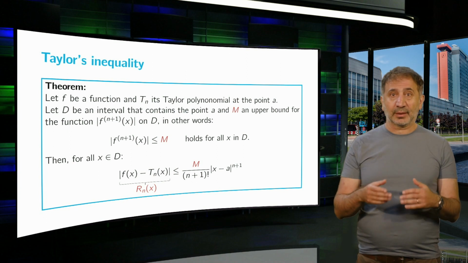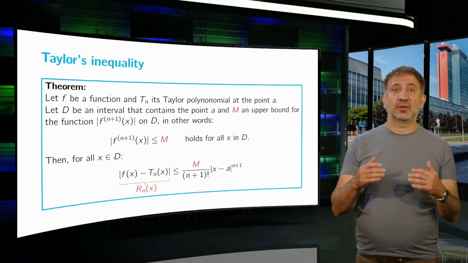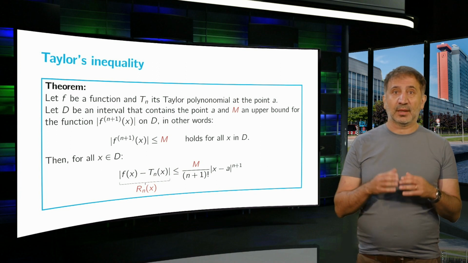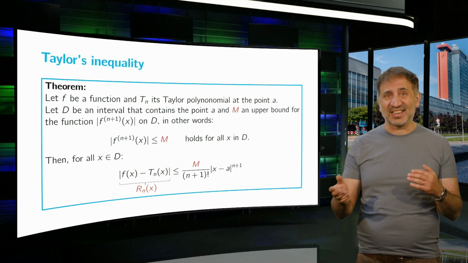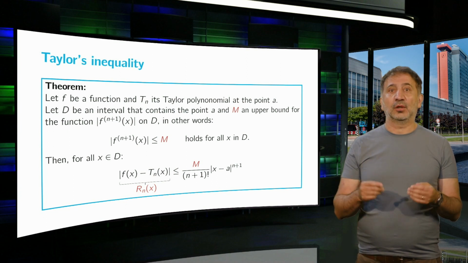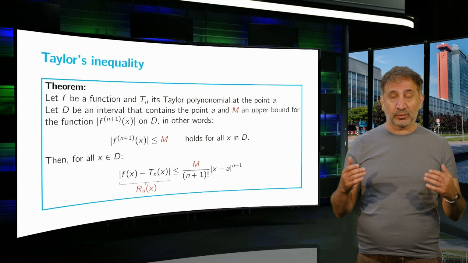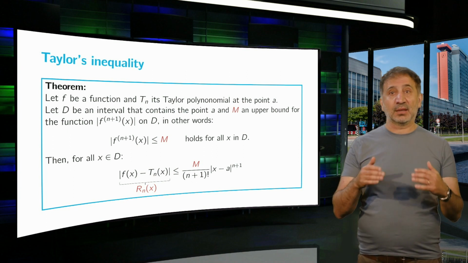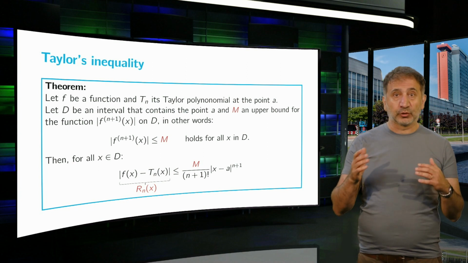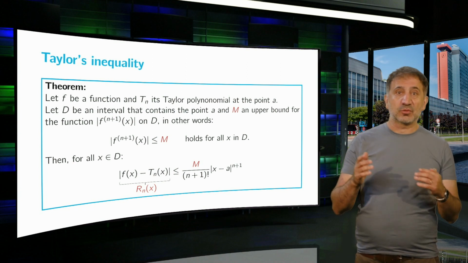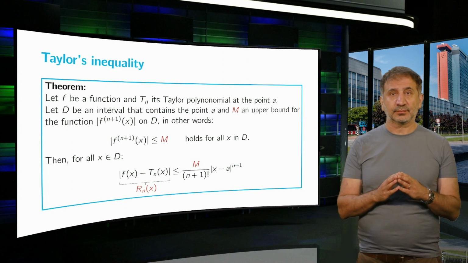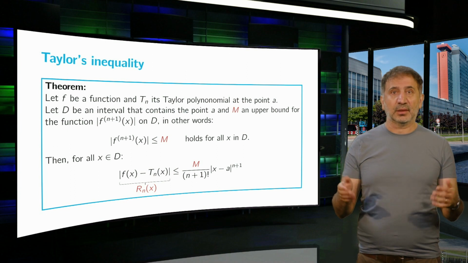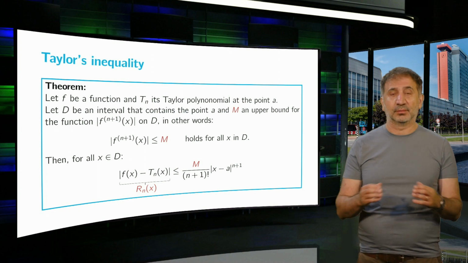The upper bound gets often larger if the point x is further away from the point a, as the x minus a term indicates. Note also that higher order Taylor polynomials give a better approximation, as shown in the (n+1) factorial term, making the upper bound smaller for higher n. The best way to get a feeling for this theorem is to look at an explicit example.